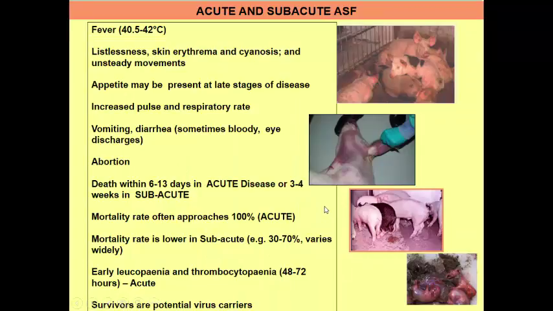Death occurs at different times depending on the virulence of the agent. Mortality may approach 100% in acute forms of the disease, or be between 30 to 70% with more moderate viruses. Some consider this disease highly contagious, but it is not really. It is contagious, but in a pig unit it starts with one animal here and one there, and a week later many animals become infected. This is not a disease transmitted by the air, like foot and mouth disease.